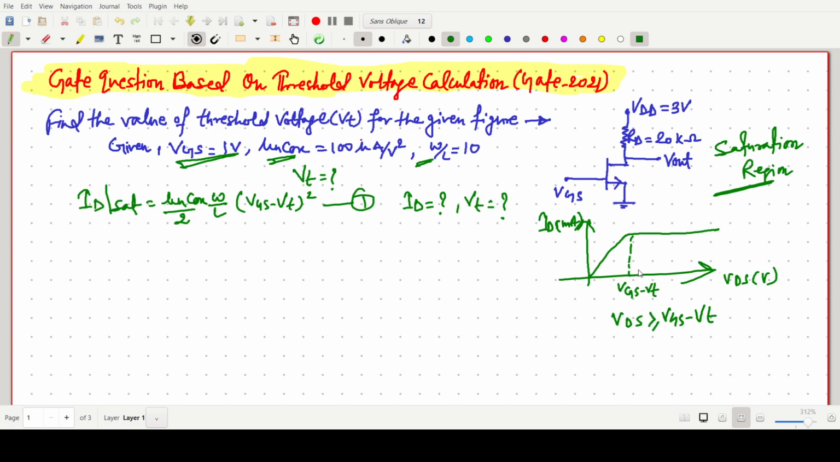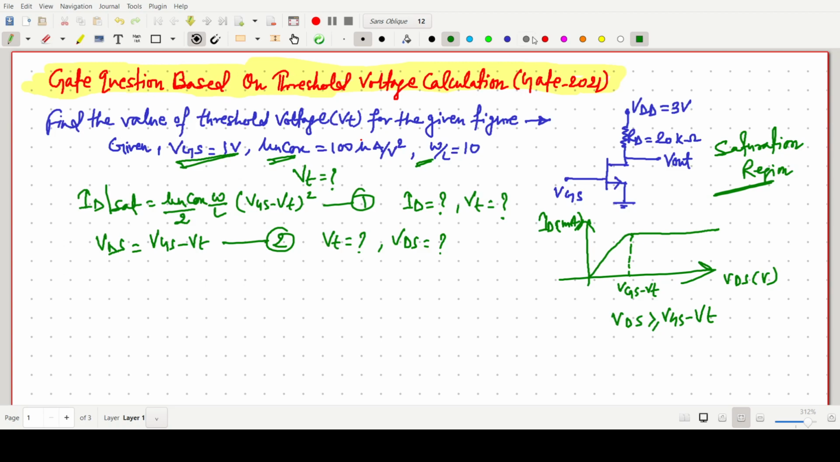In the question, it is given that the device is at the edge, at the start of saturation. So we can write the other equation as VDS equals VGS minus VT. We take equality for simplification purposes. This is the second equation, but here again VT is unknown and VDS is also unknown. So now there are three unknowns, and one more hidden equation is needed.